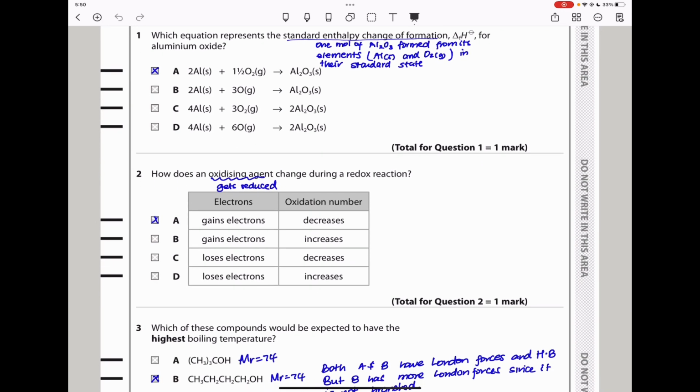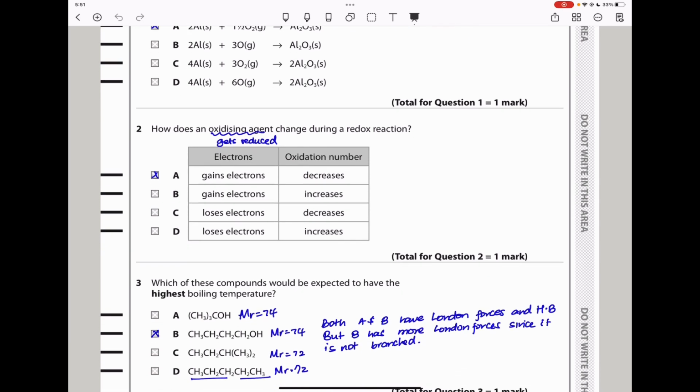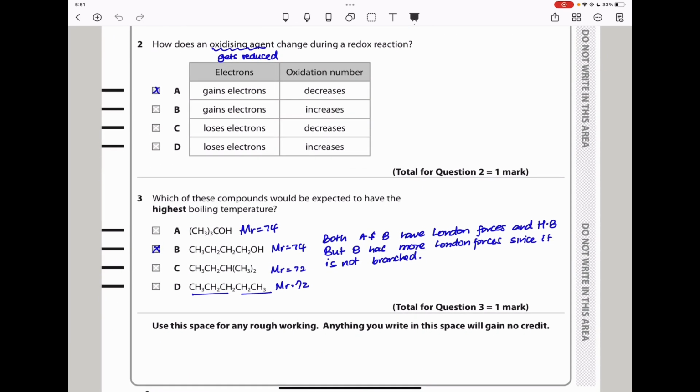So question 2 says, how does an oxidizing agent change during a redox reaction? Remember, an oxidizing agent is something that gets reduced. So if something gets reduced, its oxidation number decreases. And remember, reduction is gain of electrons, so the oxidizing agent gets reduced because it gains electrons and the oxidation number decreases. So the answer to question 2 is an A, as we can see.